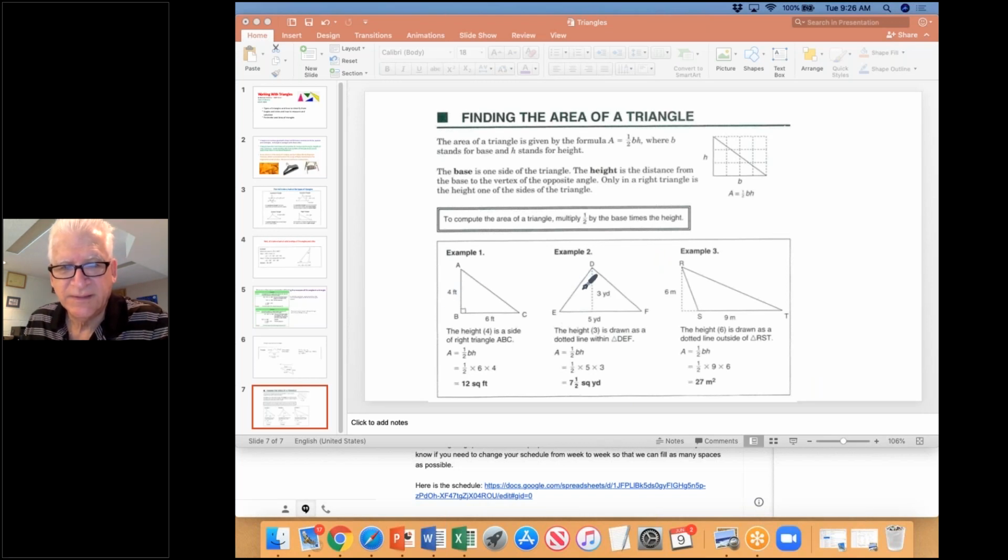But if we move on to a non-right triangle like this one, this looks to me like a scalene triangle. We don't have a perpendicular to measure the height, but we do have here a measure of a line that goes from the vertex to the opposite side, and that is the height of the triangle. And we know that the base is 5 and that height is 3.